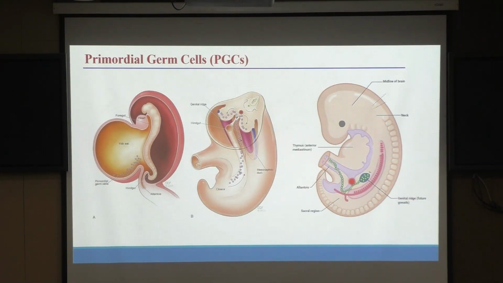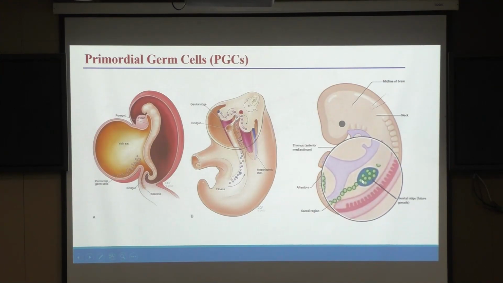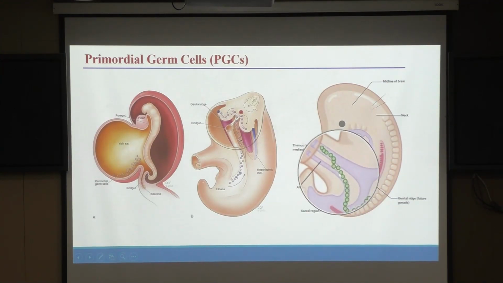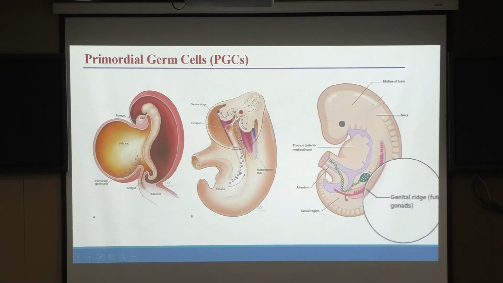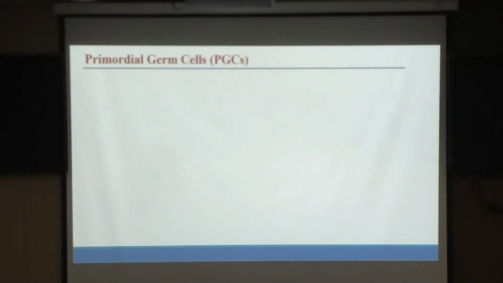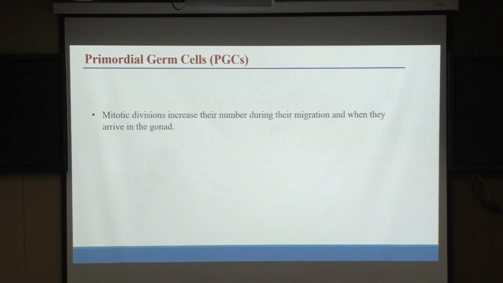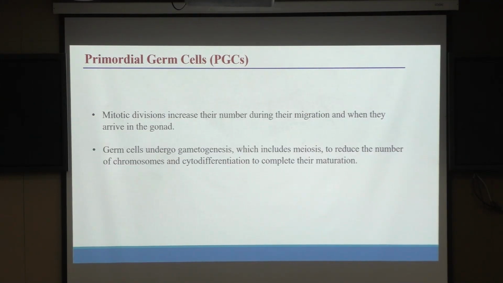So this is a developing gonad, somewhere in the intermediate mesoderm part. It can be ovary or testis, right, where it reaches its final destination. Now, during this movement, there will be mitotic divisions of primordial germ cells. So the numbers tend to increase till it reaches the gonad, right?